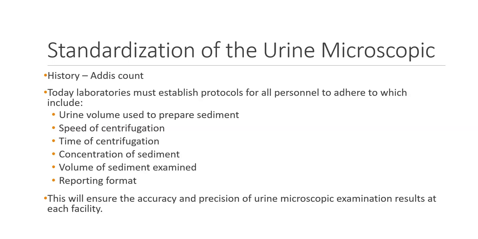Today, laboratories must establish their own protocols for all personnel to adhere to, which include the amount of urine volume used to prepare the sediment, the speed of centrifugation, the time of centrifugation, concentration of the urine sediment, the volume of sediment examined, and the reporting format. Each of these will ensure the accuracy and precision of urine microscopic examination results at each facility.